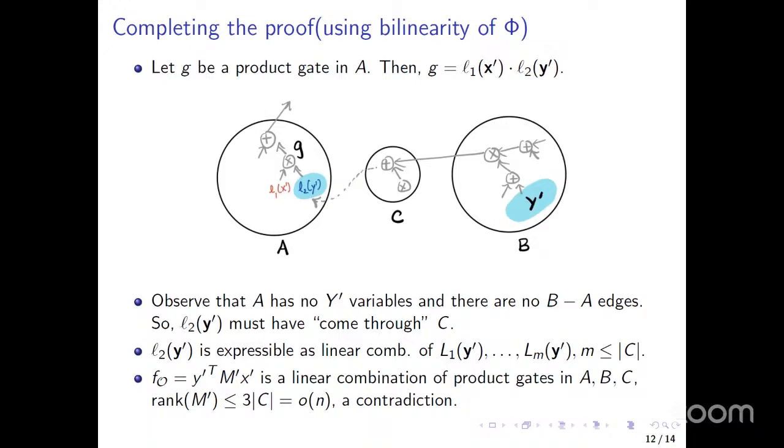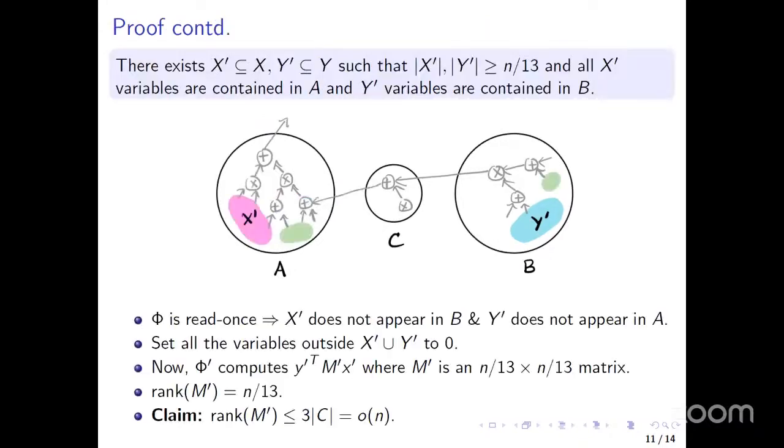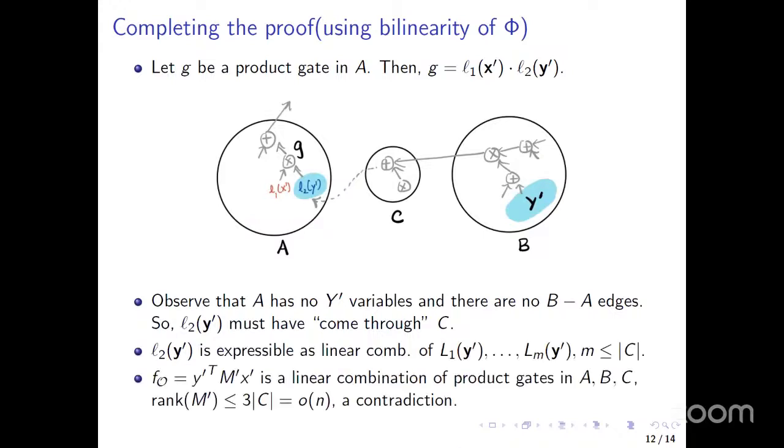Okay, so this is somewhat easier because the x prime variables here don't appear in B because this circuit is read once. If it were not read once, then things can appear here, here, and here. So you need some more finer separators or partition lemmas. So this is easier to demonstrate. The argument for general planar circuits is not too different, but it requires more work because of this issue.